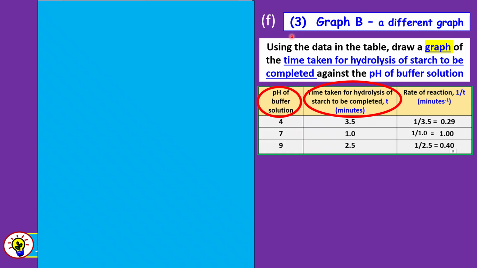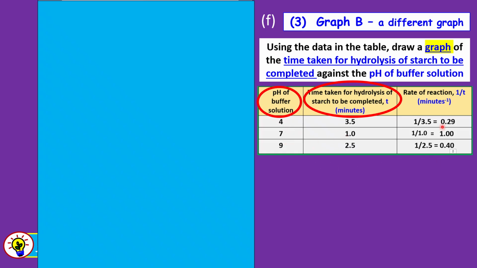Now let's look at a different graph, graph B. Using the data in the table, draw a graph of the time taken for the hydrolysis of starch to be completed against the pH of the buffer solution. In this case, you are not asked to draw a graph of the rate of reaction of amylase against the pH, but instead a graph of the time taken for the hydrolysis of starch to be completed. So how would you draw this graph? Take out a graph paper and practice drawing a graph that involves these two sets of data.